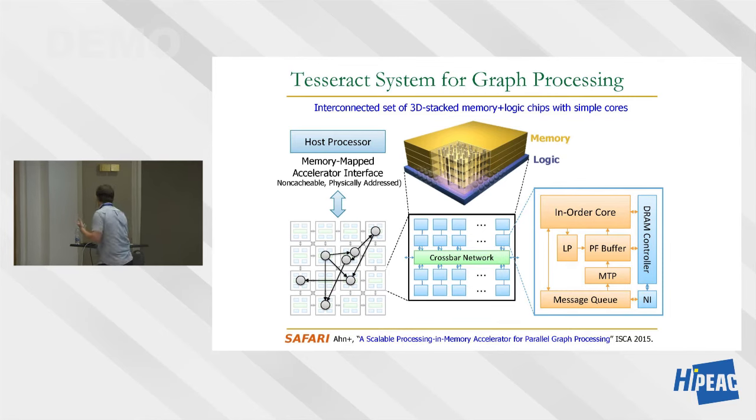So what do we do? Essentially, we partition the graph across these cubes. Hopefully you have a good graph partitioning mechanism. We evaluate that in the paper. I'm not going to talk about that. And then we partition the graph across these vaults within a cube as well.